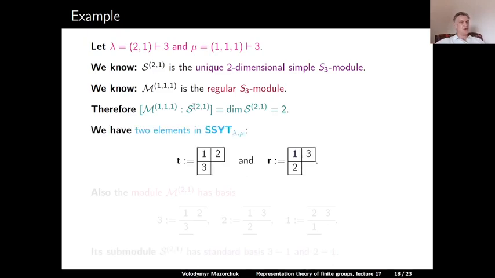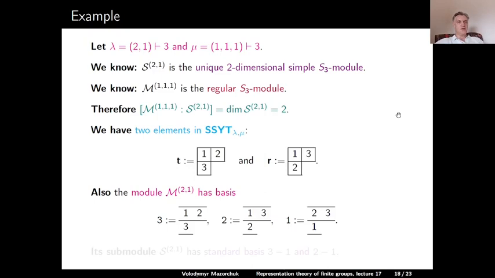Indeed, we have two semi-standard Young tableaux of shape lambda and content mu: the tableau T, which is just 1, 2, 3, and the tableau R, which is 1, 3, and 2. In order to give the correct model for the Specht module S21, recall that it is a submodule of the permutation module M21. The module M21 is a natural module.